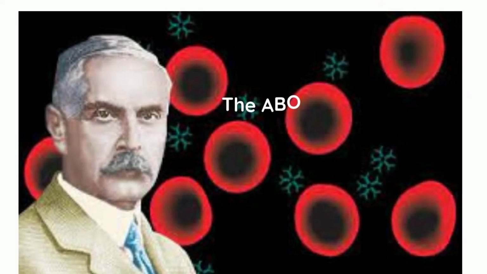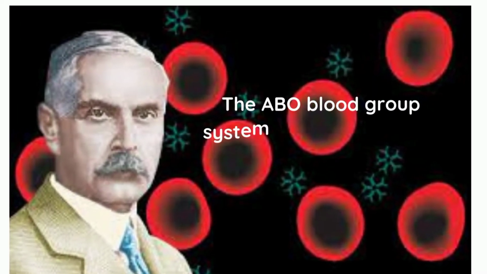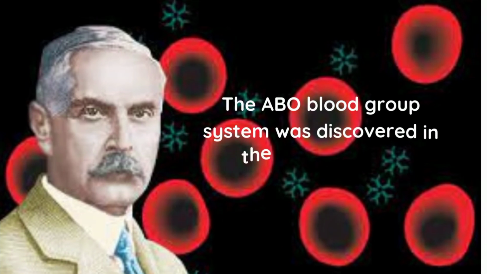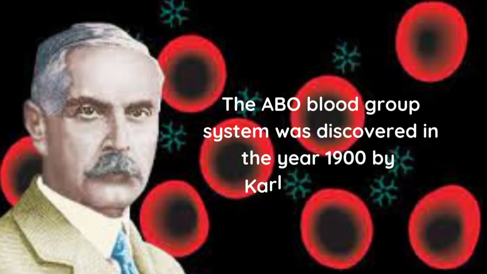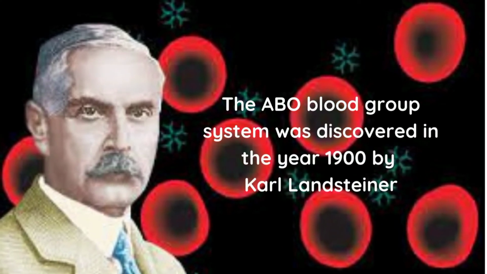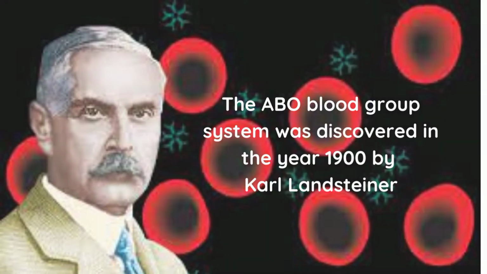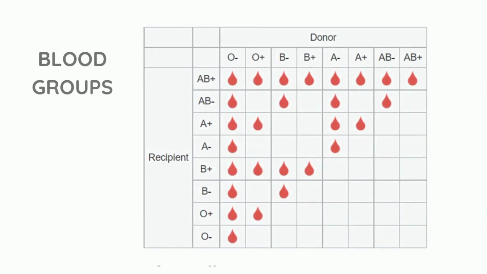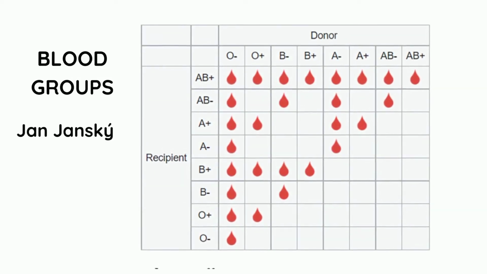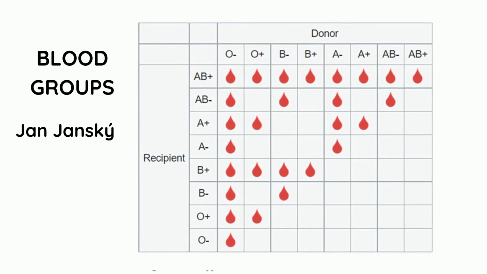All right, let's look at blood groups. Every human being was initially divided into 3 blood groups, A, B, and O, by Karl Landsteiner in the year 1900. But this blood grouping was not complete. It was later further divided by Jansky into 4 major blood groups.